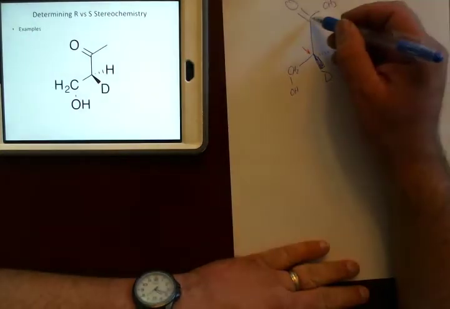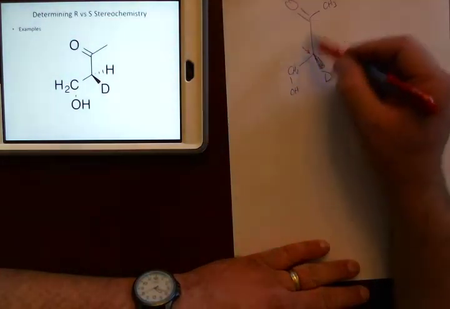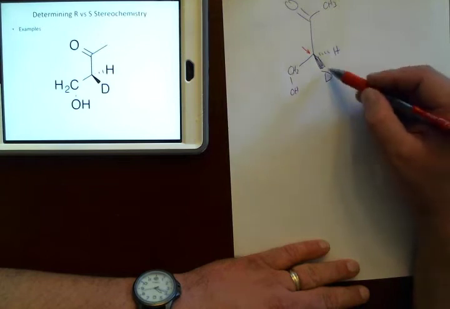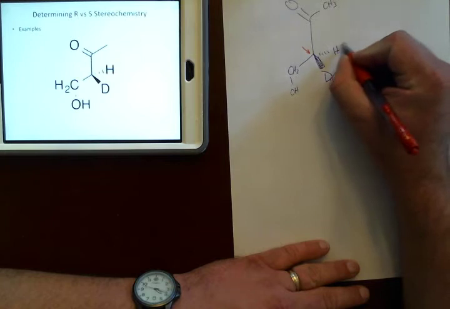So for here, the carbons are going to be the highest. Okay. Here, deuterium is heavy hydrogen, right? So that's going to have a higher priority than that. So this ends up being 3, and this ends up being 4.